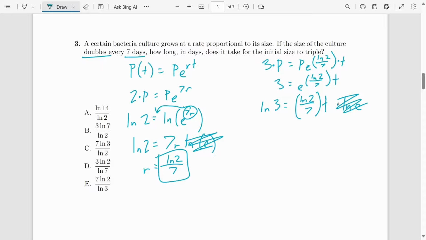So we have this now. We can go ahead and divide both sides by ln 2 over 7 to get our answer. Dividing by fractions is the same as multiplying by the reciprocal. So this is going to become ln 3 times 7 over ln 2 equals t. So we know that t equals 7 ln 3 over ln 2. Answer choice C.